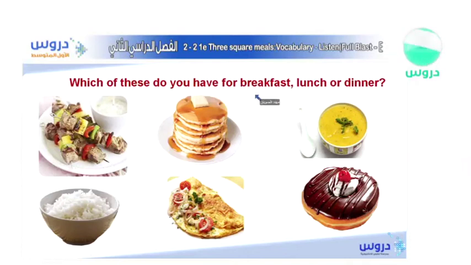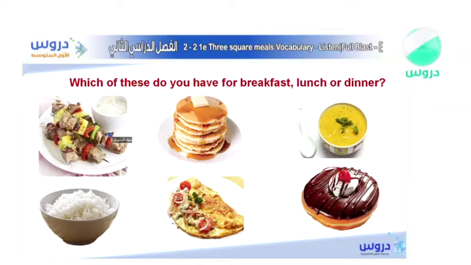Okay, so which of these do you have for breakfast, lunch, or dinner? We're going to put them in letters. When we have something for breakfast, we're going to write a B. When we have something for lunch, it will be L. And when we have something for dinner, it will be D. So first of all, what do we have?